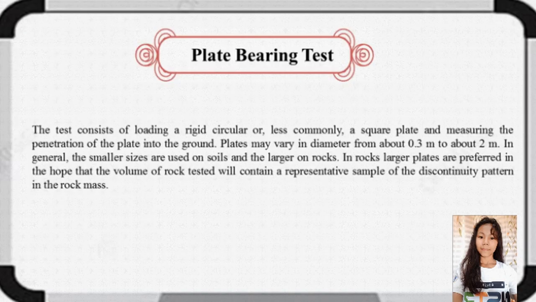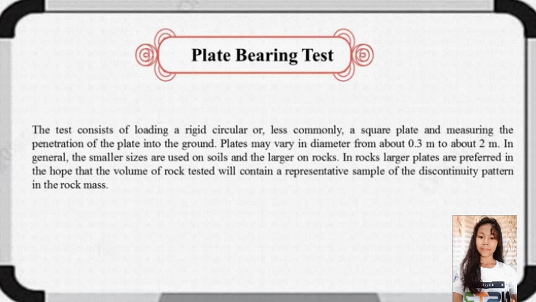Plate bearing test. The test consists of loading a rigid circular or, less commonly, a square plate and measuring the penetration of the plate into the ground. Plates may vary in diameter from about 0.3 meters to about 2 meters. In general, the smaller sizes are used on soils and the larger on rocks.